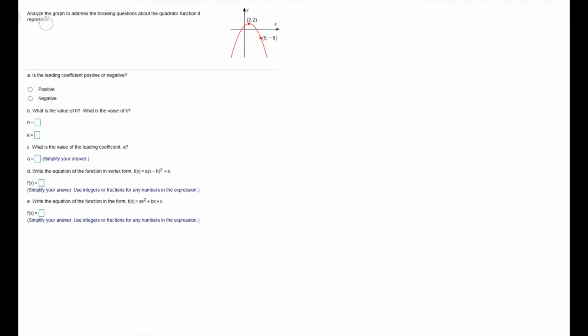This question says, analyze the graph to address the following questions about the quadratic function it represents. So we're taking a look at this graph, and using this graph, we're going to answer the following questions. Is the leading coefficient positive or negative? Because our parabola here is opening down, we know that our leading coefficient is negative.